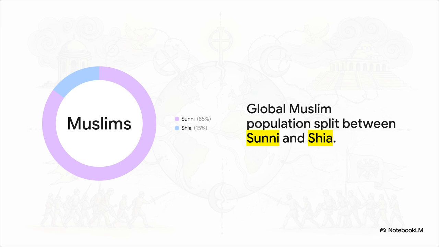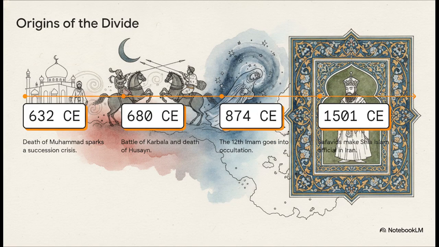But those global percentages don't tell the whole geopolitical story. While Sunnis are the majority worldwide, Shias form majorities in several critical resource-rich nations. We're talking Iran, Iraq, Azerbaijan, and Bahrain. And this creates very distinct, concentrated regional power centers. So where did this all begin?